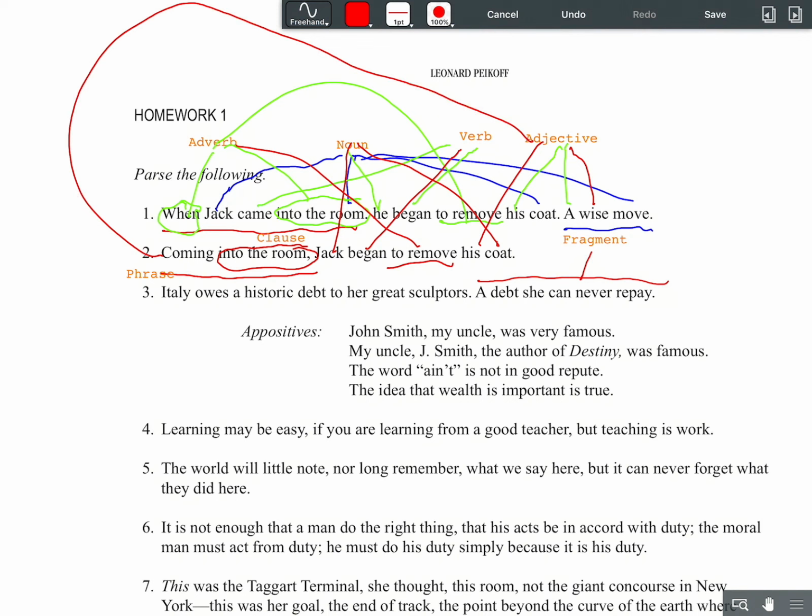And then you have she can repay. So if it was she repaid, that would be a clause. That would be she is the subject and repaid is the predicate of what they did, the verb part. But can repay is a like verb phrase of some sort that I'm not sure exactly what it is.